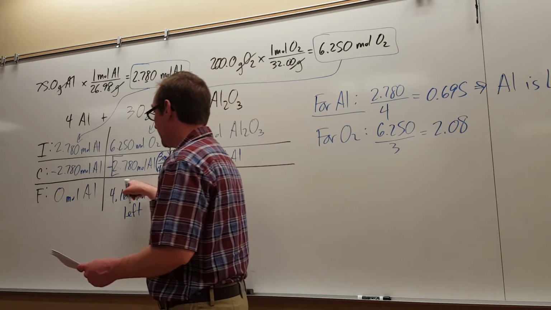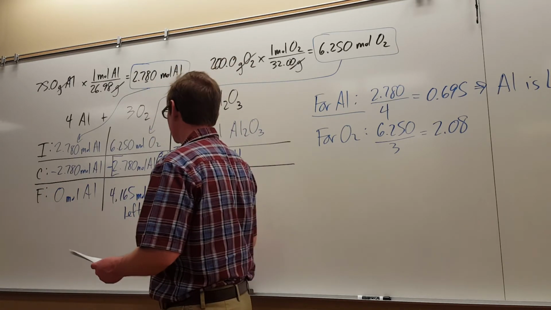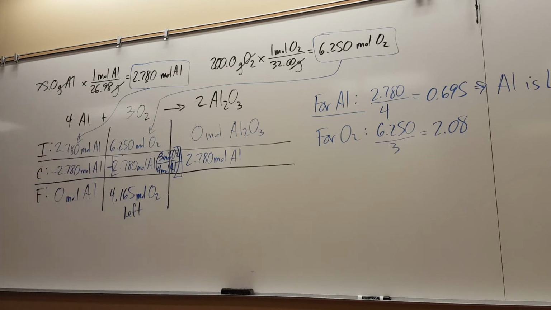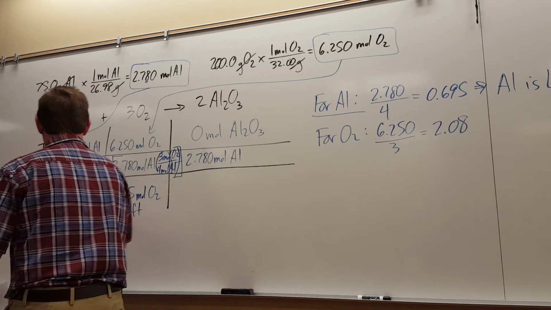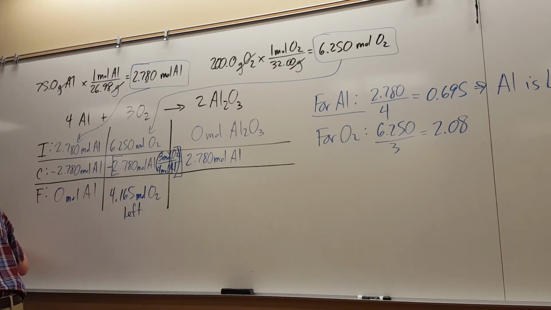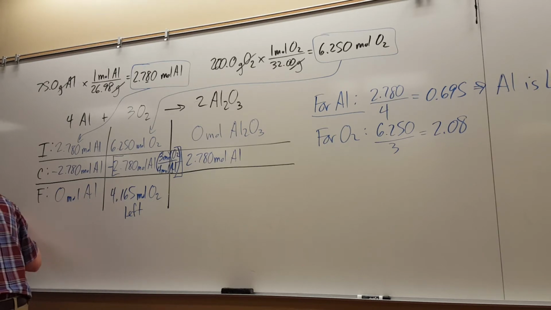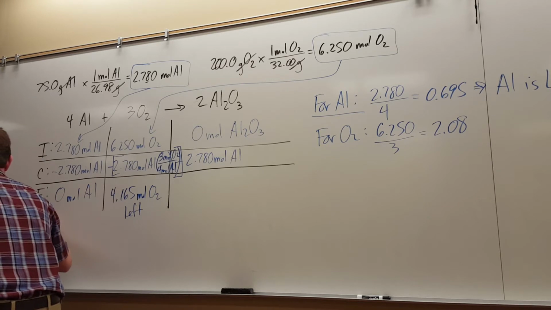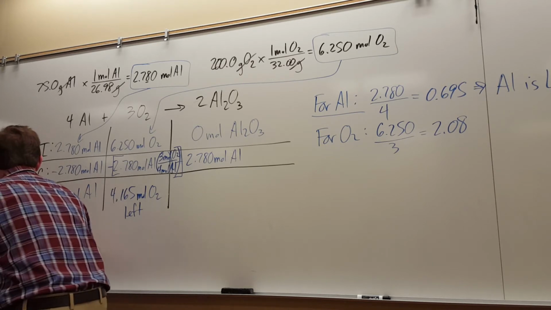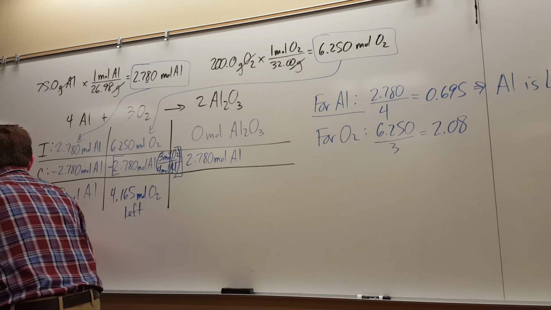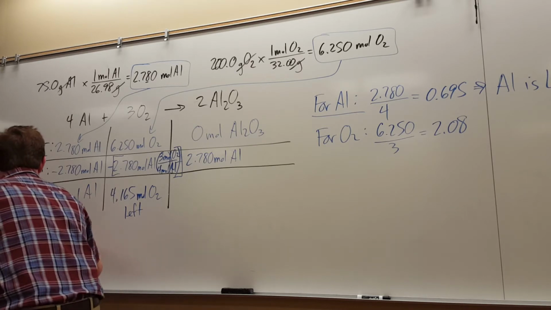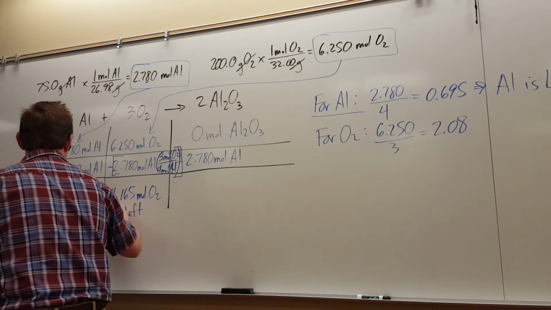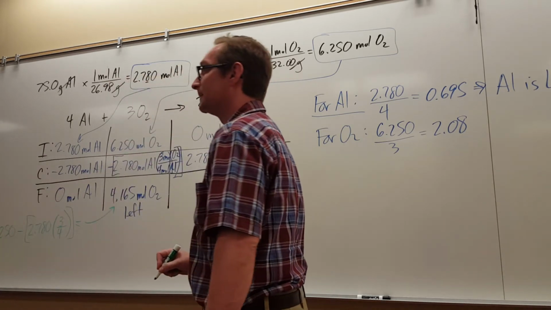So just to reiterate how this number came about, let me write in a different color here. This number came from 6.250 minus 2.780 times 3/4. All right, that's how I got that number.